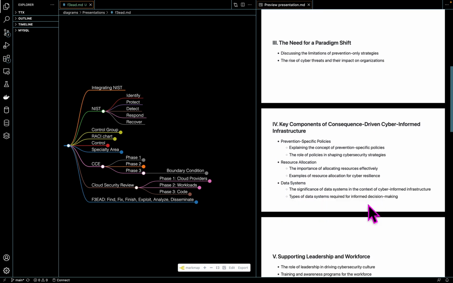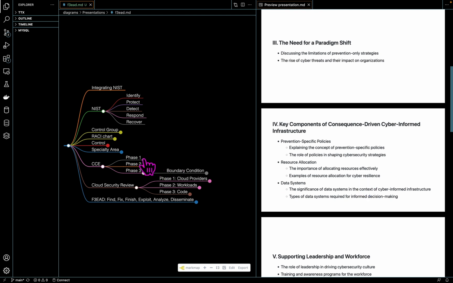So what are the key components of a consequence-driven cyber-informed infrastructure? What do we need? We need to have very clear policies that are prevention specific, and we'll talk about that in just a moment. We need to make sure that we have resource allocation and that we have data systems that let our teams communicate before, during, and after an incident.